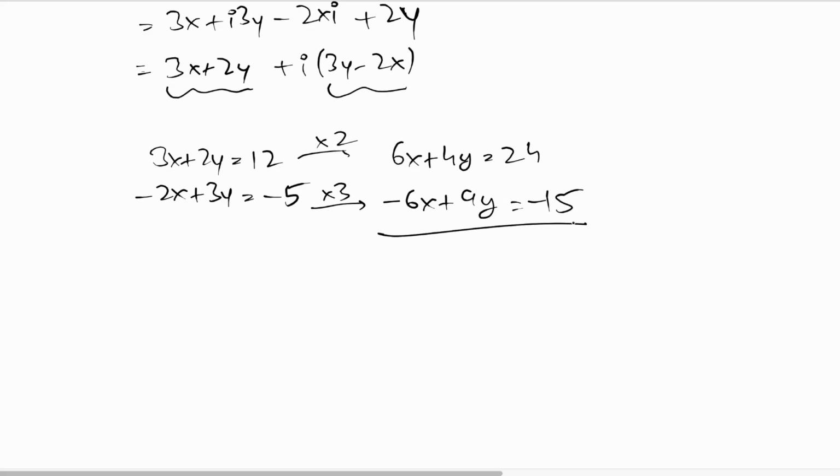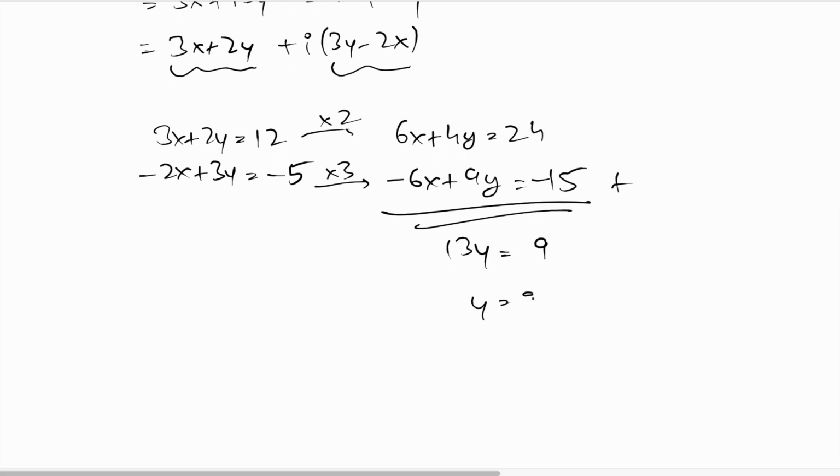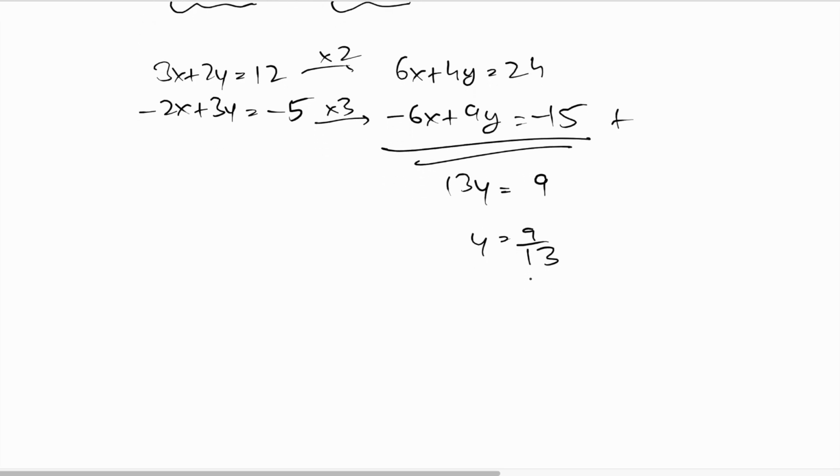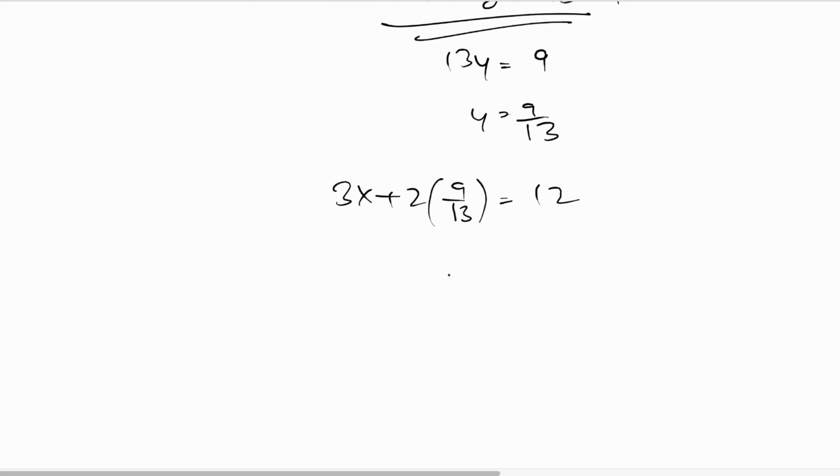And then I'll add both the equations. So if I add both the equations, I'll get 13y equals 9. So y equals 9 over 13. And to find x, I'll substitute y in either of the equations. So I'll put it in the first equation. So I'll get 3 times x plus 2 times 9 over 13 equals 12. So 3x equals 12 minus 18 over 13.